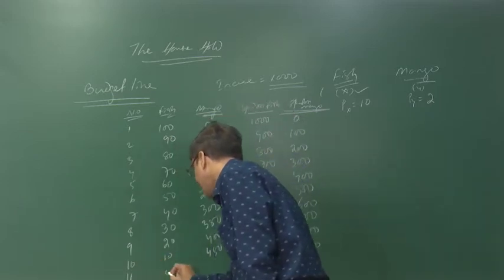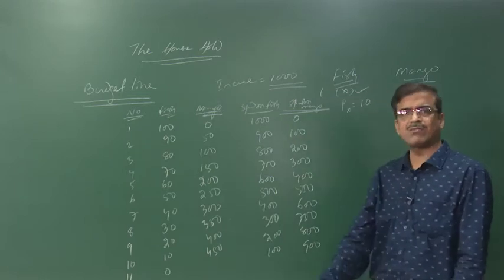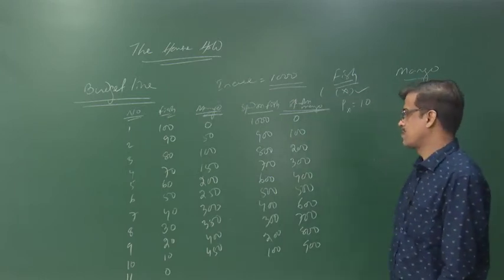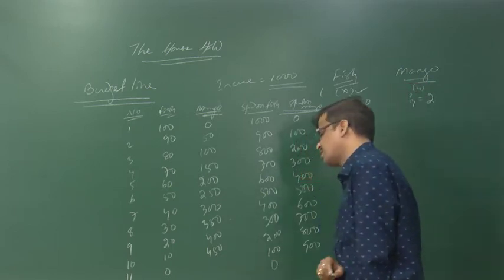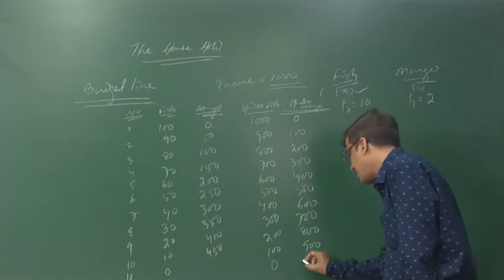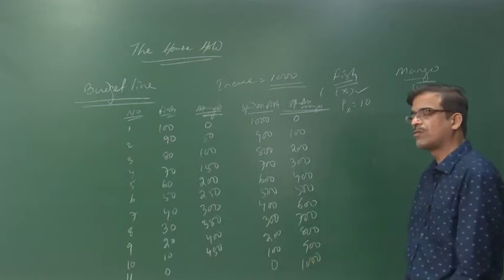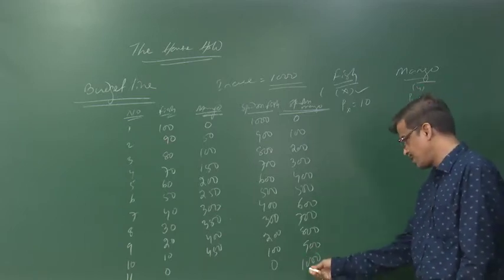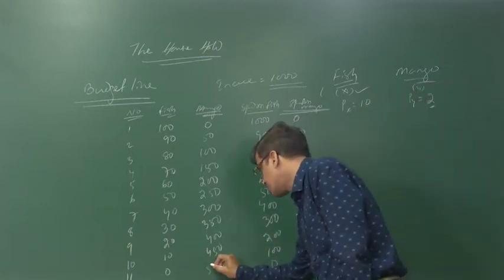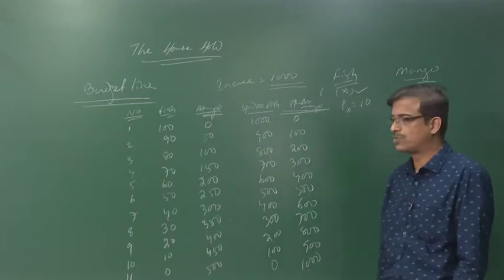Let us say at the extreme end, 0 units are spent on fish, that means 0 rupees are spent on fish, then how much will be spent on mango? Obviously the rest of the amount, the 1000, will be spent on mango. If you spend that on mango, then how many mangoes will be consumed? Now 500 mangoes will be consumed.